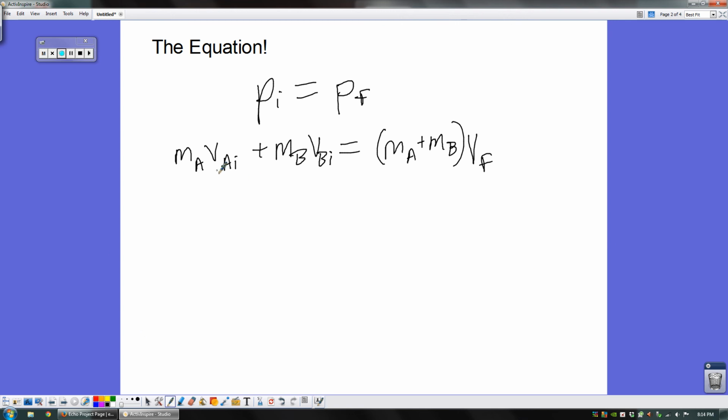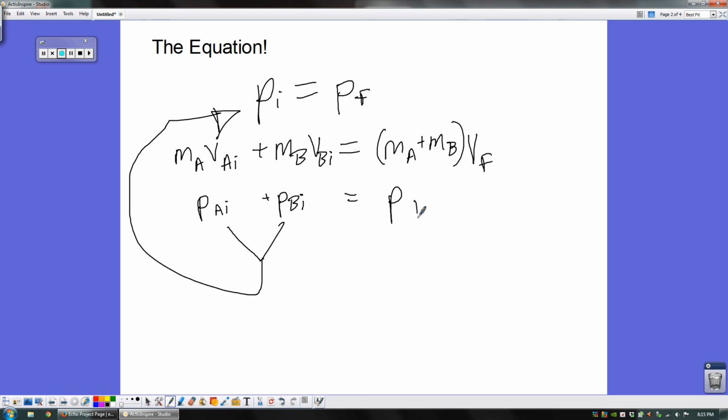The idea is that this is the momentum of A before the crash, and here's the momentum of B before the crash. Add those things together, and you get the total momentum before the crash. And this is the total momentum after the crash, because there's only one thing after the crash.